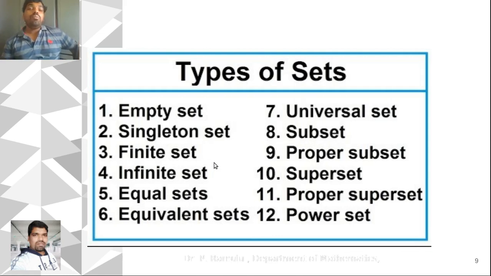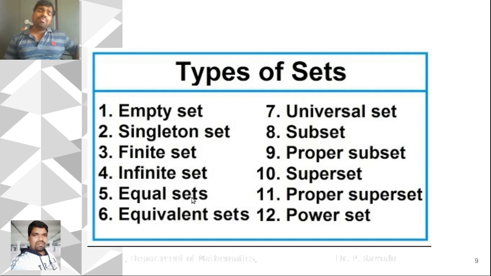Finite set. I am not discussing the definition of finite set in detail; I will explain later. A finite set contains only a finite number of elements, that is S is equal to {1, 2, 3, 4, 5}. This is a finite set. Infinite set: this set contains infinitely many elements. That means if I take the natural number set N, 1, 2, 3, 4, 5, 6, and so on. Integers Z, and so on. Our number systems are infinite sets. We may write in a different way also.